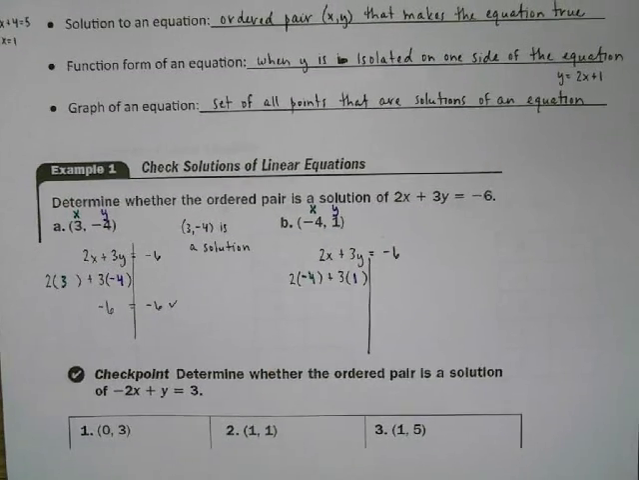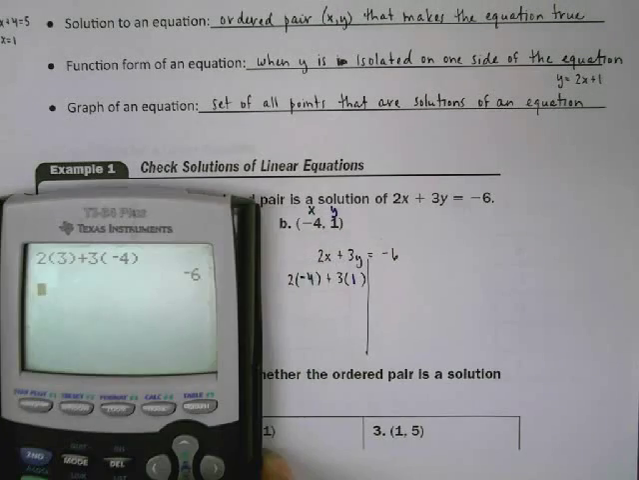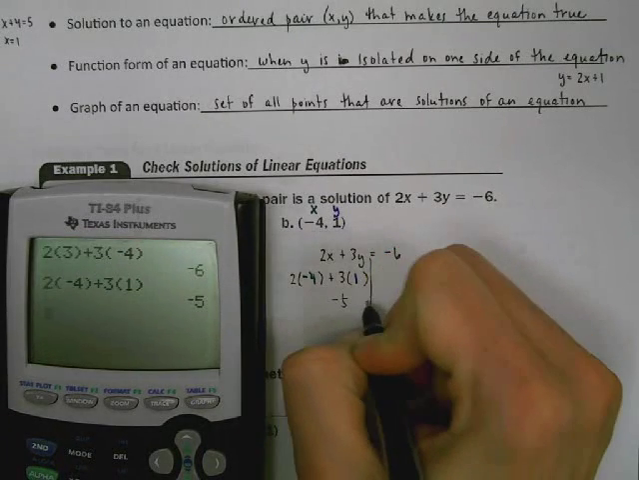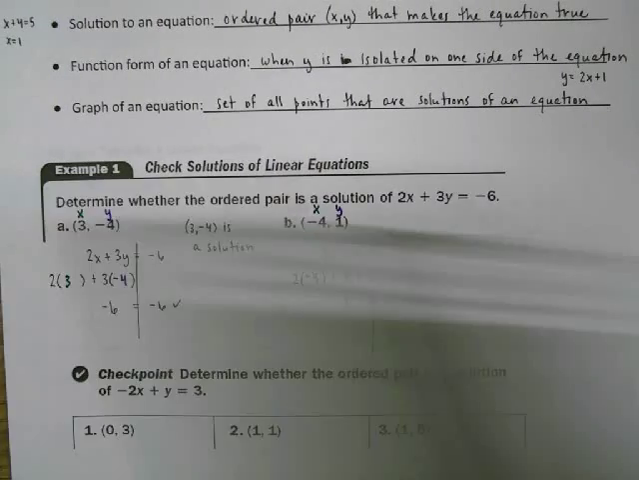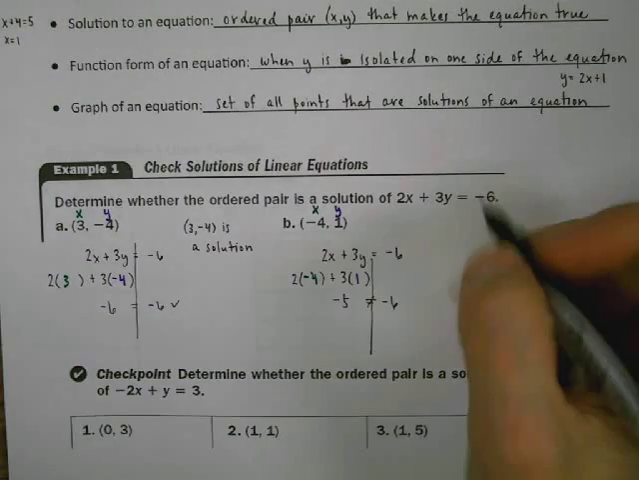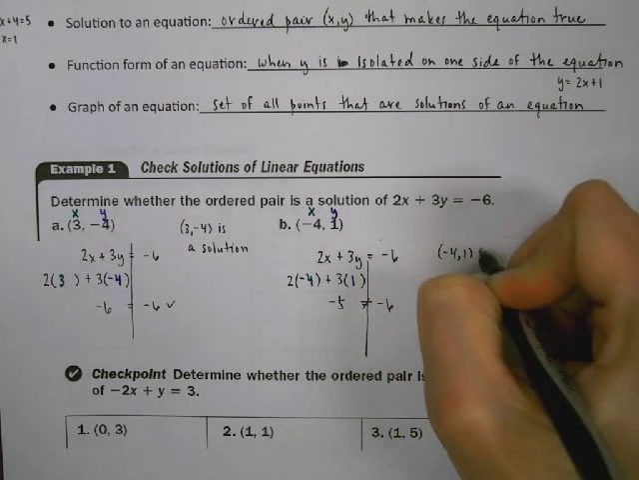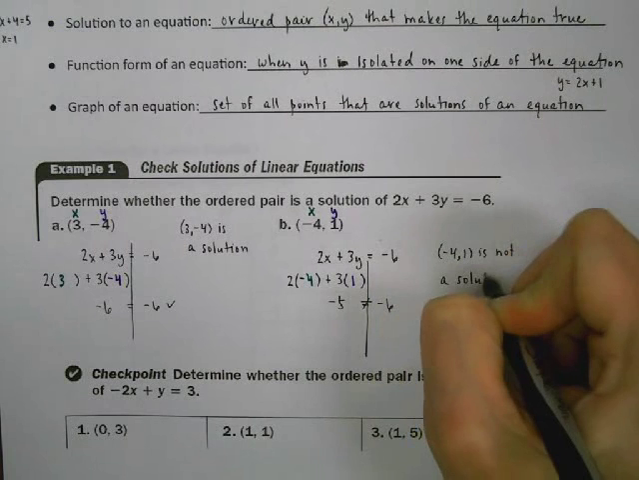So again, I'm going to use my calculator here. Sorry, I keep making the page crooked. And let's see, I have 2 times -4 plus 3 times 1, and I get -5. Now in this case, that's obviously not equal to -6. So since that is a false statement, I would say -4, 1 is not a solution of this equation.